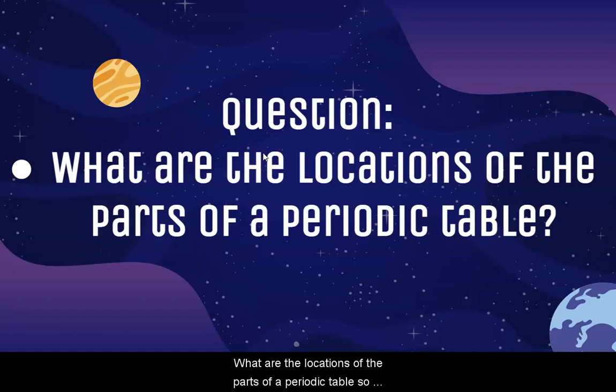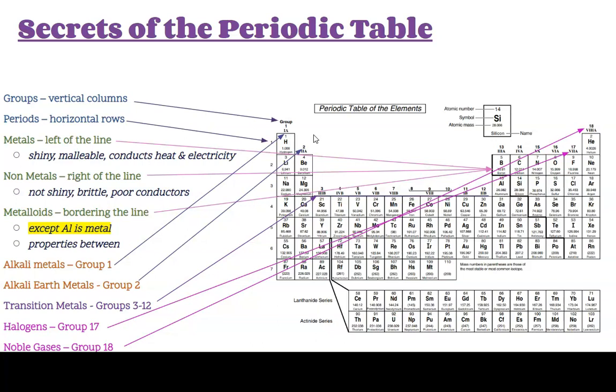What are the locations of the parts of a periodic table? So we talked about protons, and how the protons looked on the periodic table. Then we looked at the different parts of the atom and how they relate to an atomic structure. But now, putting that all together, what are the different parts of a periodic table? So, vertical columns are called groups or families, and they go up and down. 1 through 18 are your groups. Periods are your horizontal rows, and they go side by side.